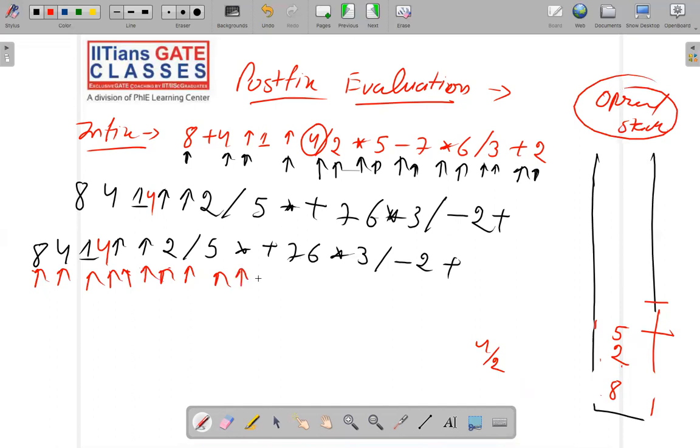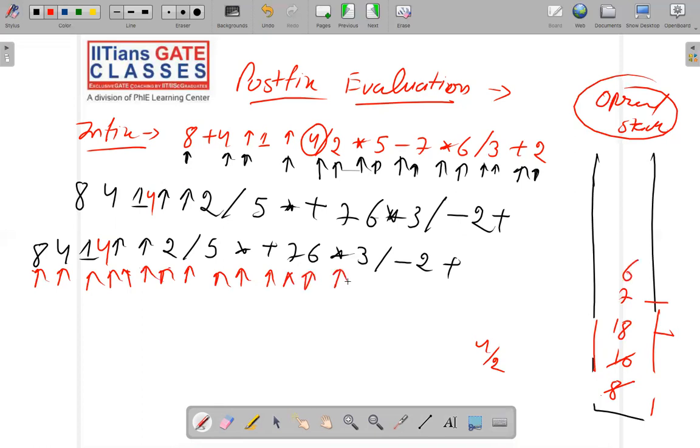Then star will come up. Once the star comes, it will pop the topmost two operands and do the star, which is 5 multiplied by 2, which is 10. It will push 10 here. Okay. Then we do plus. So we pop 10 and 8, we do 10 plus 8, which is 18. It will push 18. Then 7, it will push 7, it will push 6.